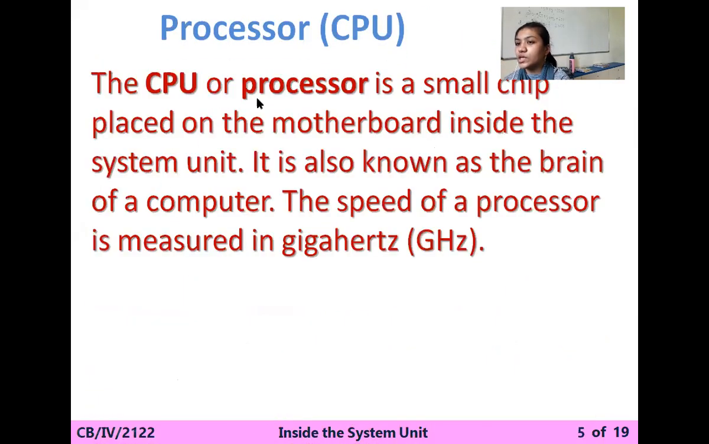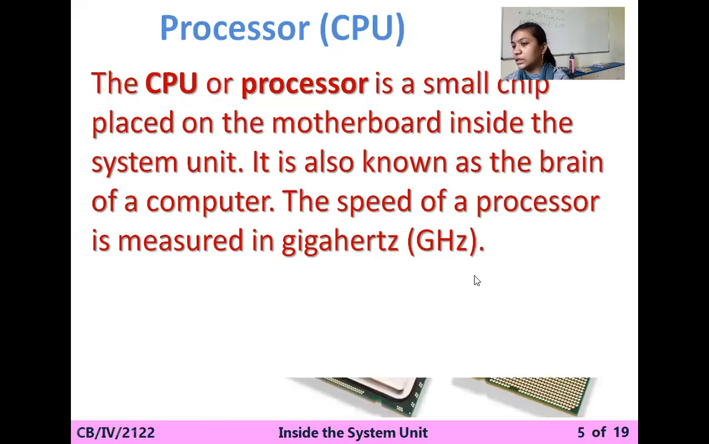The processor is the small chip placed on the motherboard inside the system unit. It is also called the brain of the computer, as we told, the CPU is the brain of the computer. Same for the processor. The processor is also called the brain of the computer. Remember the other names of the processor. Processor is also called the CPU. Processor is also called the brain of the computer.